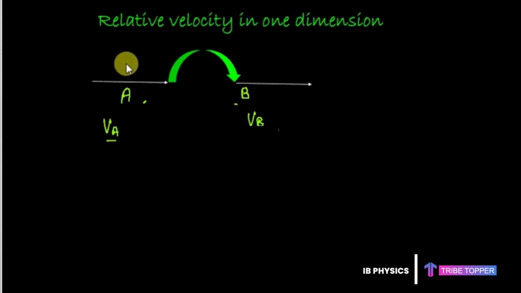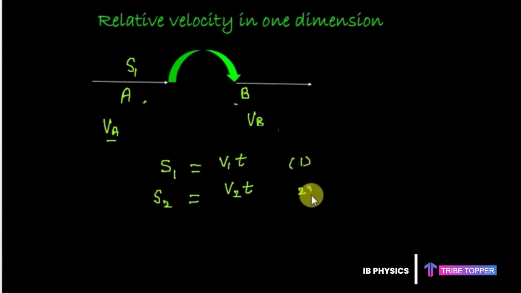Let's say S1 is the distance covered by object A in time t. Then what will be the equation for S1? It's V1 times t. And similarly, the equation for the distance covered by object B will be V2 times t. Now, if I subtract these two equations, what do I get? That's 2 minus 1, which gives S2 minus S1 is equal to V2 times t minus V1 times t.